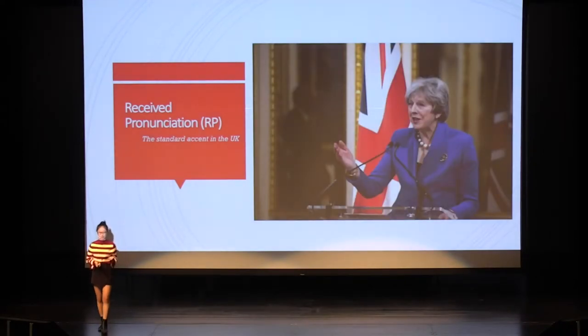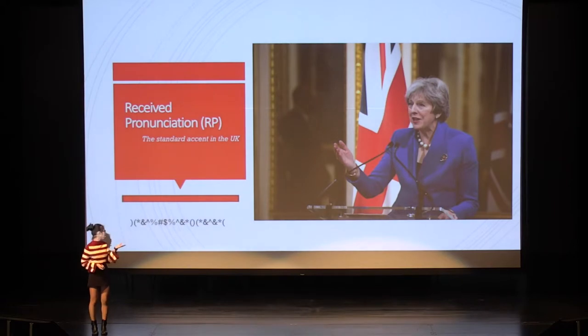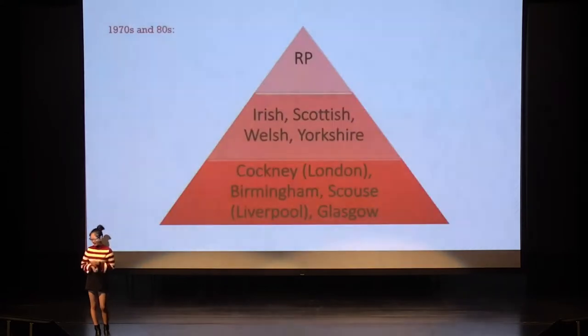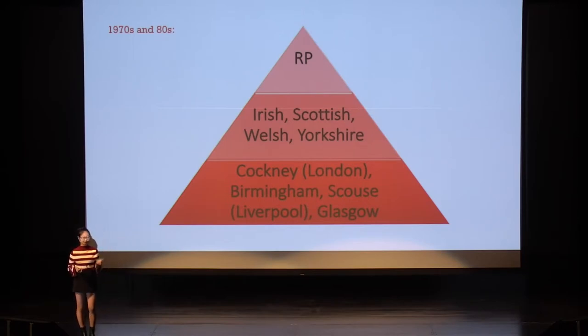This creates an accent bar with RP on the top and all the other accents on the bottom. What are the other accents? There are mainly 12 accents in the UK. Research in the 1970s and 80s showed that different accents mark different social classes in the UK social hierarchy, with RP on the top, and relatively standardized and educated Irish, Welsh varieties in the middle, and the most stigmatized London and Birmingham working class accents at the bottom.